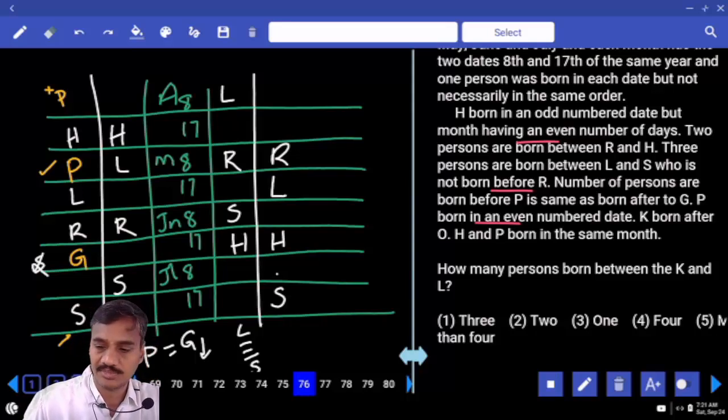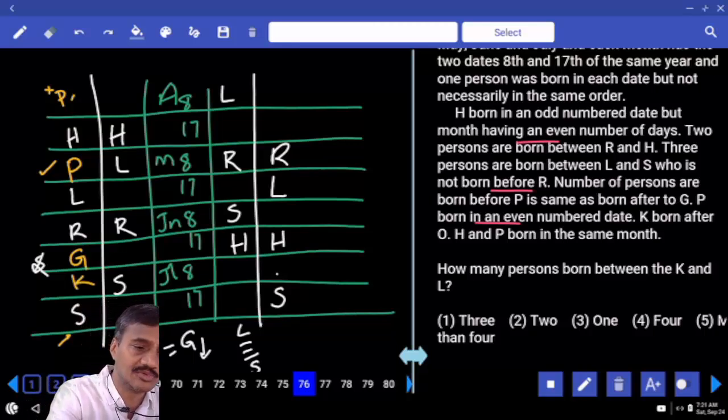Then next, K is born after O. K and O will be like this.